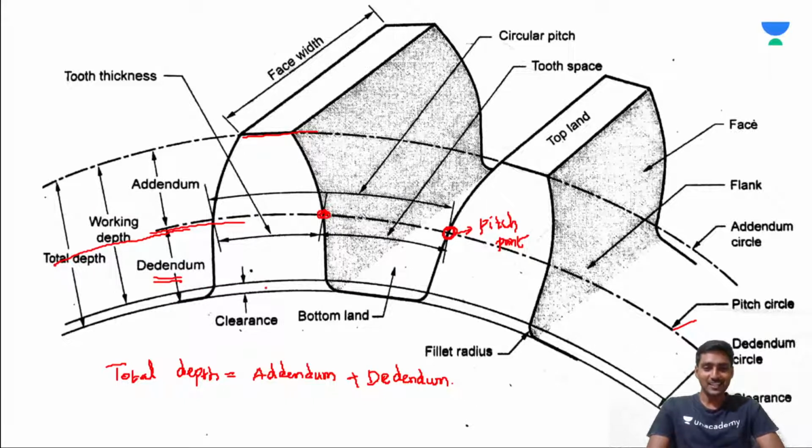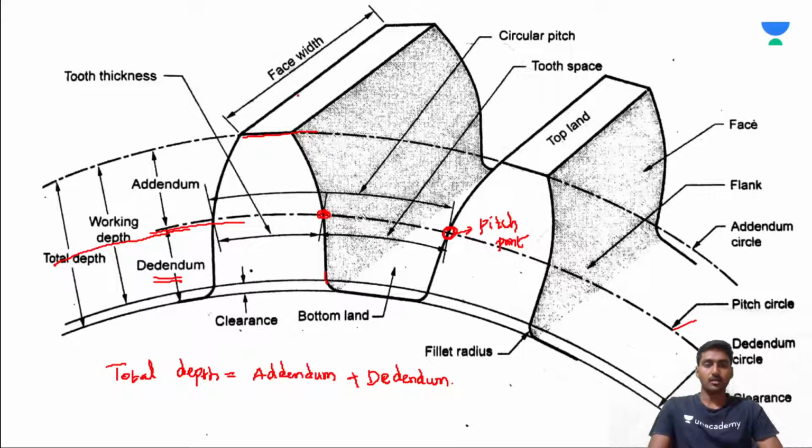Now the circle drawn through the fillet portion of the teeth is called the clearance circle. The total depth minus the clearance is called the working depth. While mating two gears, the distance from the addendum of the mating gear to the addendum of the pinion is called the working depth.